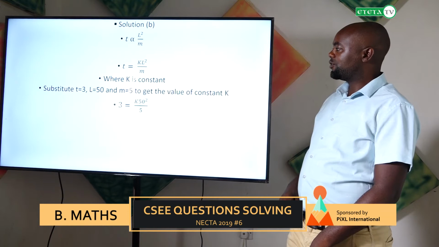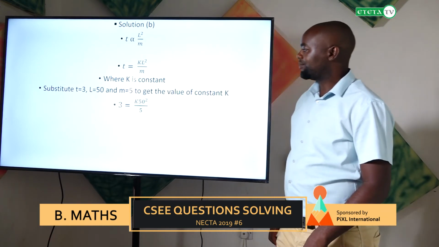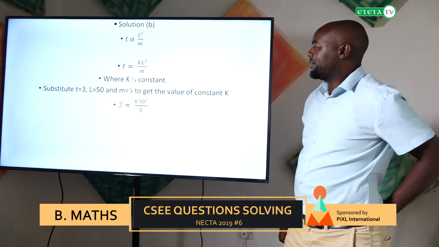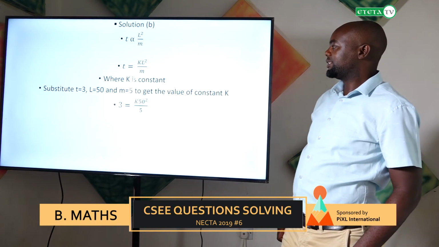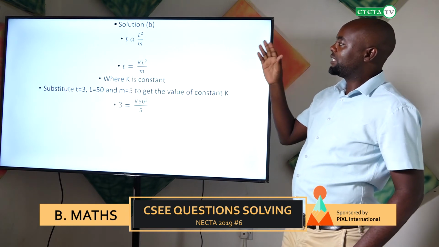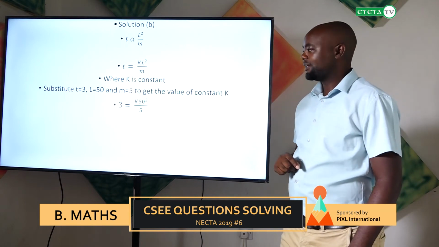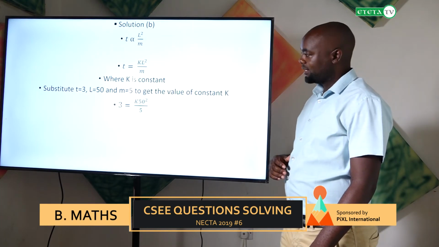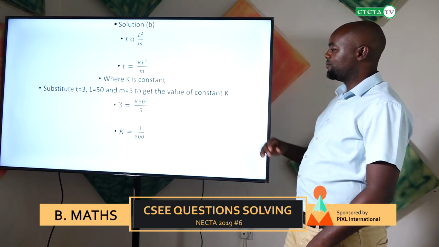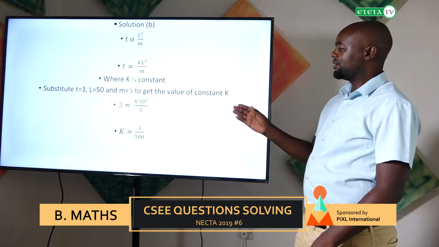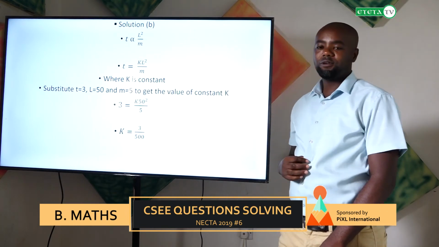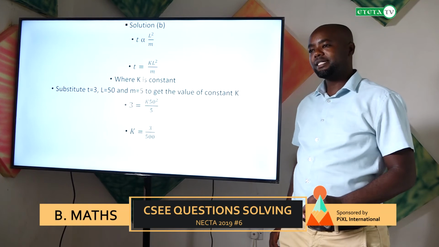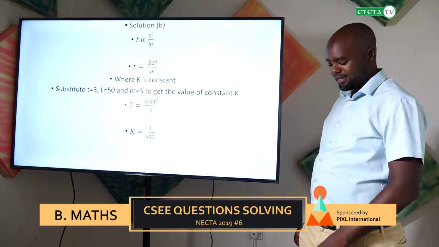After substituting the values of those variables, you have 3 is equal to K, the constant term, times 50 squared, since from the relationship we have L squared, over 5, which is 5 men. Then to find the value of K, you make K the subject, and you get K is equal to 3 over 500. So that is the value of the constant term, K.